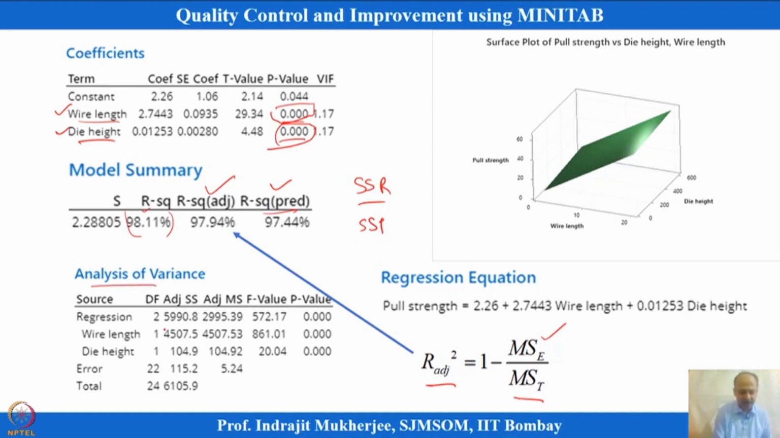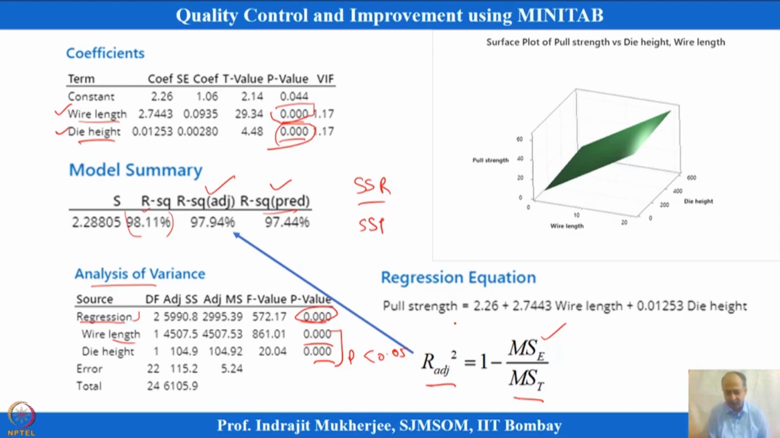Then analysis of variance shows, when I have two variables, whether overall the regression equation is significant or not. Yes, it is significant. Out of these two variables, which is important? Both are important, because the p value is less than 0.05. So, our interpretation is that we should include both of them in the model.